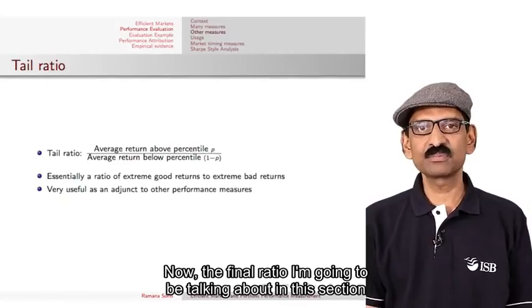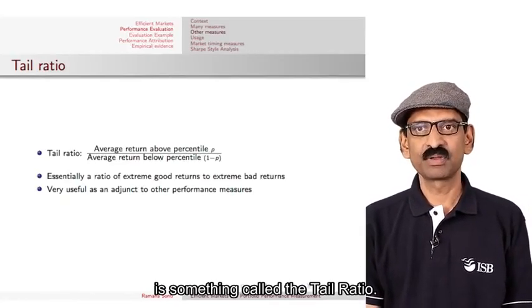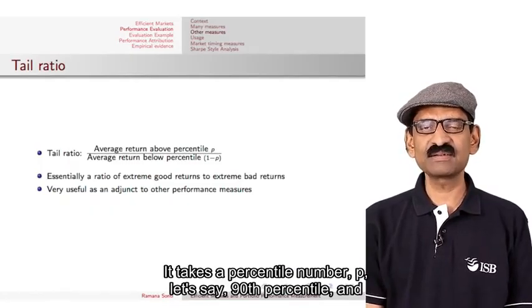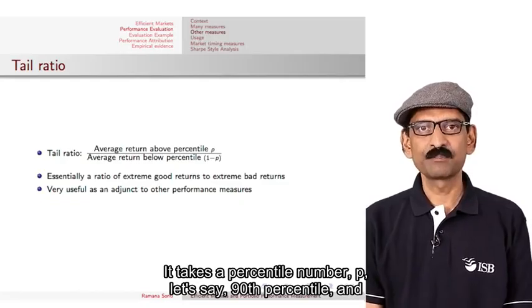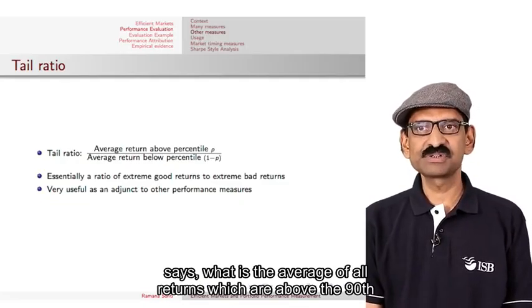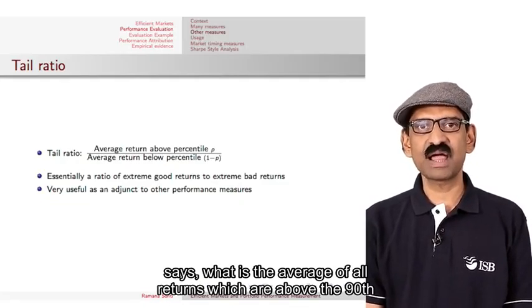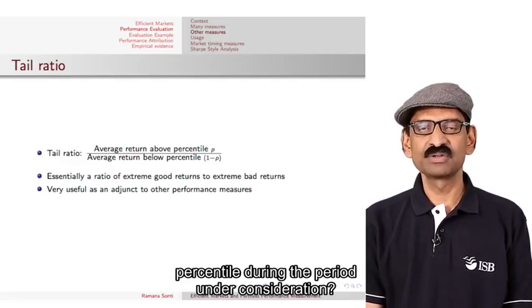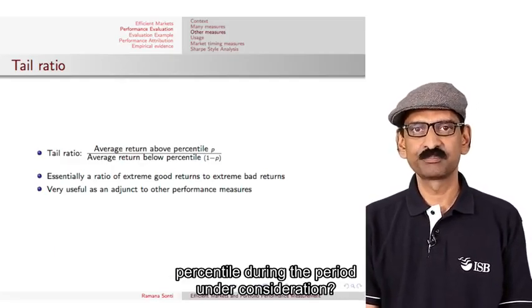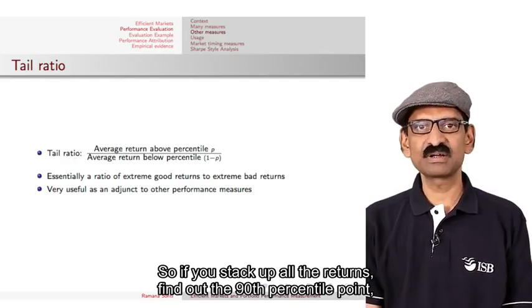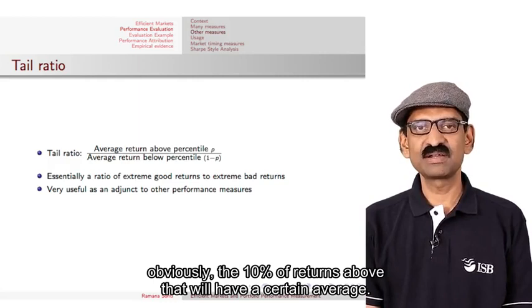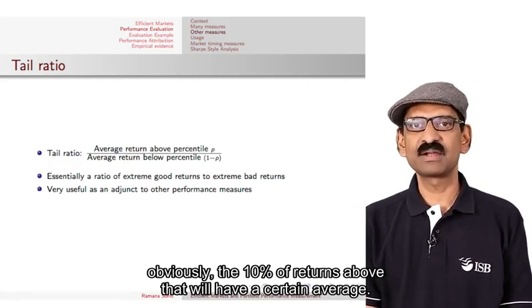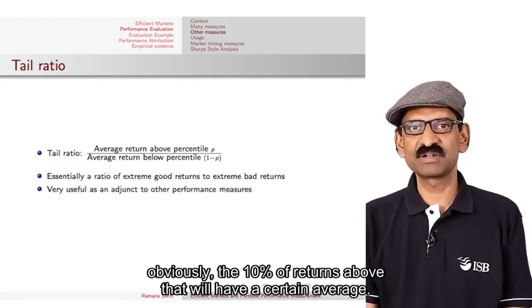Now the final ratio I'm going to be talking about in this section is something called the tail ratio. This is a very simple ratio. It takes a percentile number p, let's say 90th percentile, and says what is the average of all returns which are above the 90th percentile during the period under consideration. So if you stack up all the returns, find out the 90th percentile point, obviously the 10% of returns above that will have a certain average.